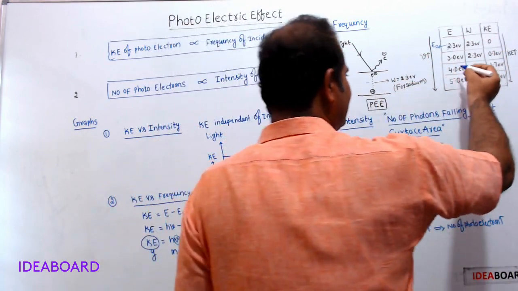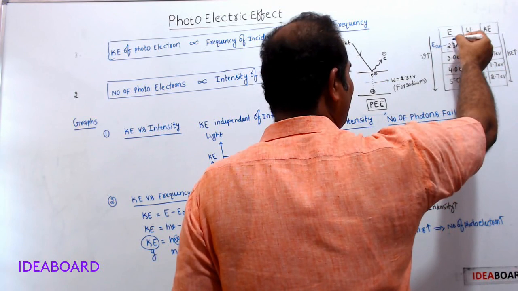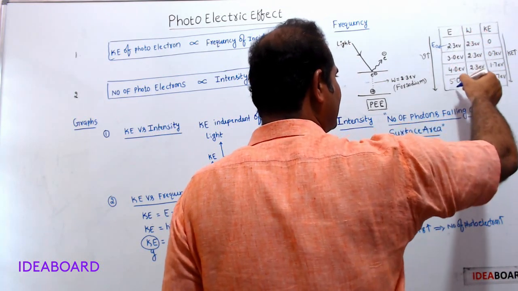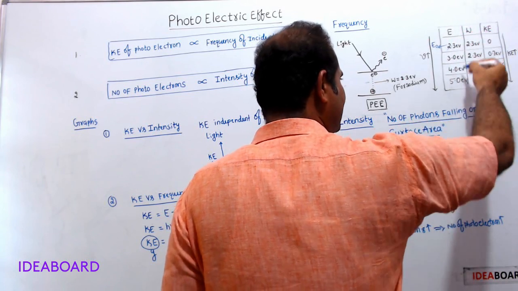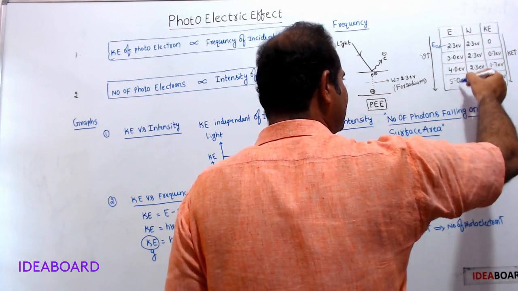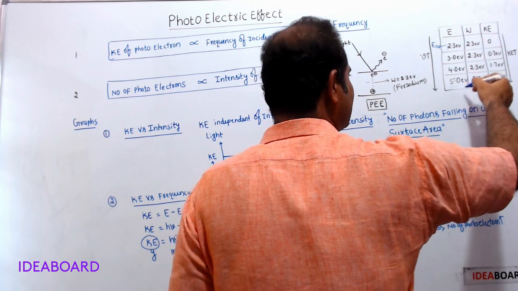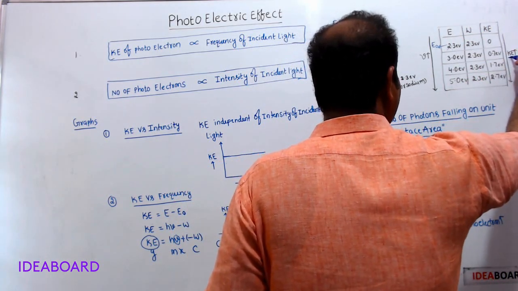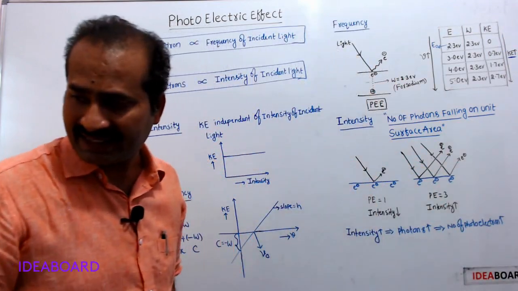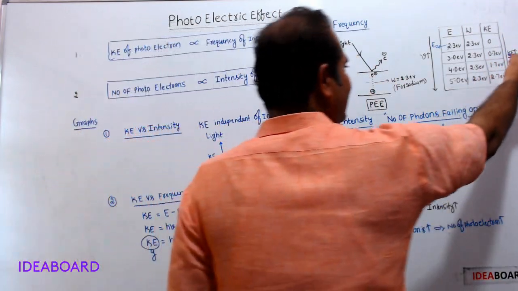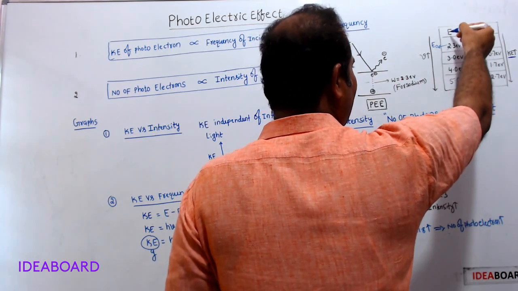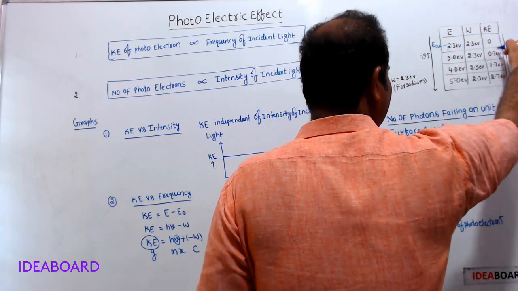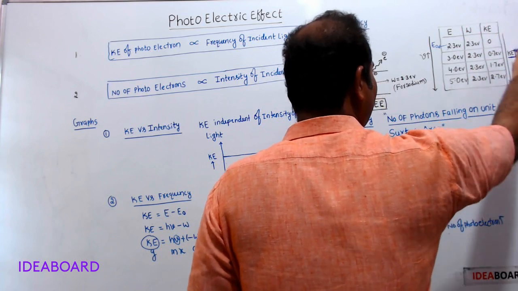Observe this table. Top to bottom, the energy of the incident photon gradually increases. As energy increases, what happens to kinetic energy? Top to bottom, it increases. So as the energy of the incident photon increases, the kinetic energy of the ejected electron, the photoelectron, increases.